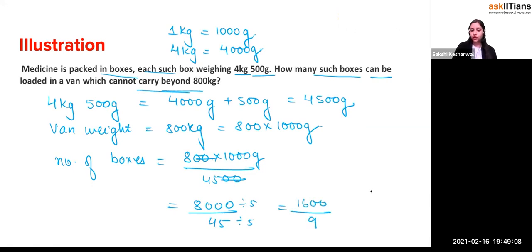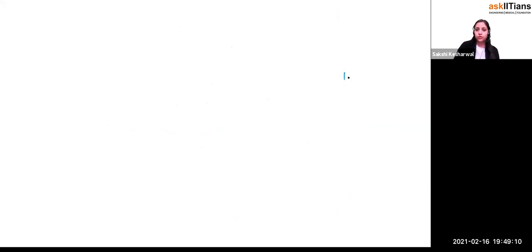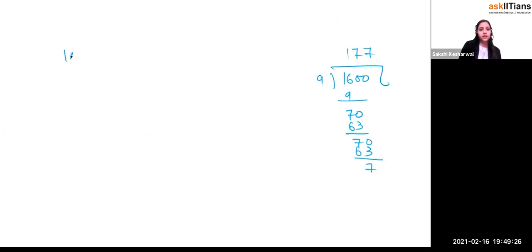Now it cannot be cancelled further. So can I do the division? So it will be 1600 divided by 9. So this is 1, 9, and this is 70. This is 7. This is 63, again 70, so 177. That again you get the remainder. So can I write 1600 divided by 9 as 177 plus 7 by 9?